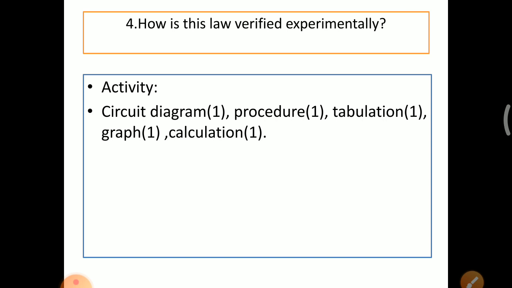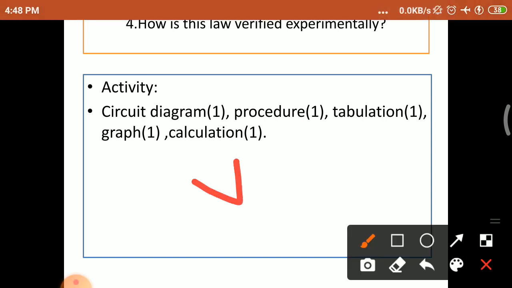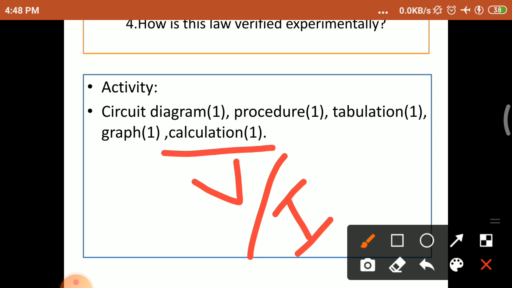Then tabulation, and then graph and calculation. The calculation is nothing but, in the tabulation, we are calculating V by I for every reading. That is called calculation. That calculation carries 1 mark. Totally 5 marks. In this activity I didn't write fully. I just explained what things you have to write for this question. You have to write the activity. In that activity, the circuit diagram, procedure, tabulation, graph and calculation are very important.